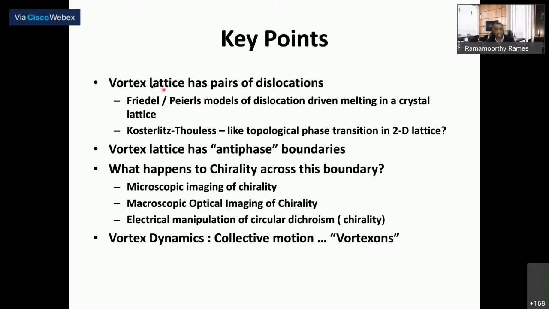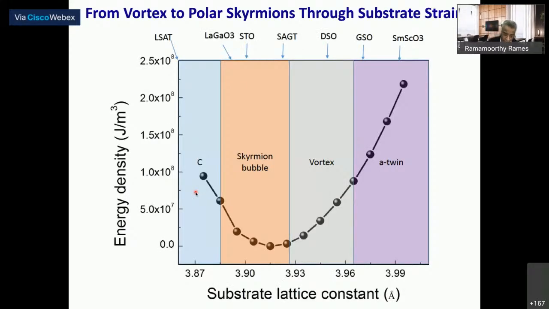So I talked about the vortex lattice having pairs of dislocations, and we need to do more work on that. And we can see all these defect structures in them, antiphase boundaries. What happens to chirality across this boundary? We need very high resolution techniques. I showed you data of probing chirality with resonant X-rays and with the second harmonic. And we also showed you that, in principle, you can manipulate the chirality with an electric field. Now, our theory colleagues for a long time have been telling us, guys, if you just change your lattice mismatch, you will go from a vortex to what you call a skyrmion. And we said, yeah.